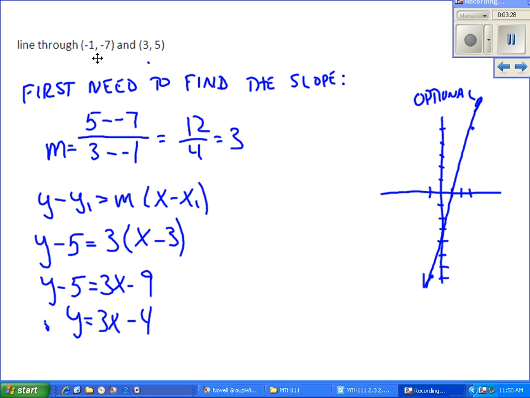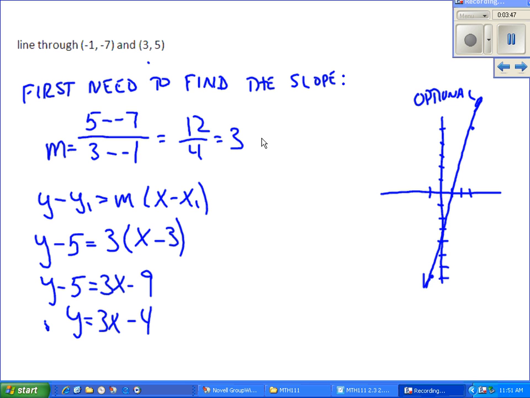Now in this example, we're just given 2 points. We're not given the slope, so the first thing we need to do is go find the slope. Using our slope formula, again, I'm doing y2 subtract y1, x2 subtract x1. You would get the same result if you use y1 subtract y2 and x1 subtract x2. Either way, we should get a slope of 3.